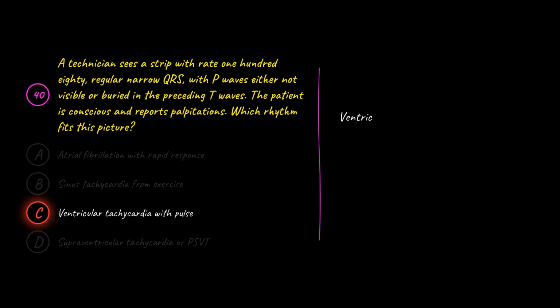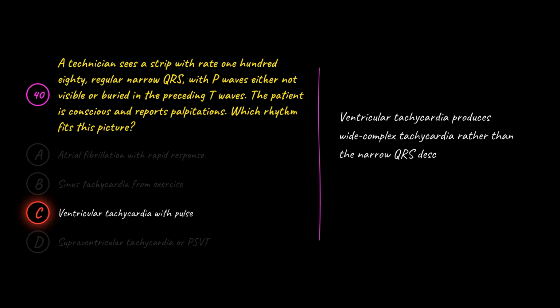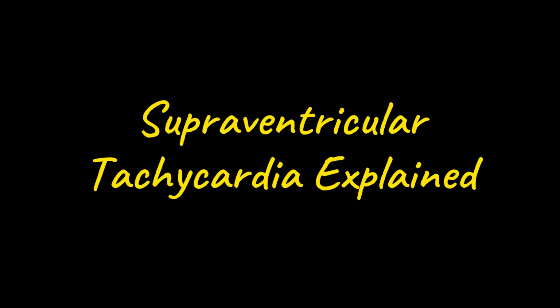C is wrong because ventricular tachycardia produces wide complex tachycardia rather than the narrow QRS described. The narrow complex rules out ventricular origin for the tachycardia. Supraventricular tachycardia, or SVT, is a fast, regular rhythm originating above the ventricles. Understanding its three defining ECG features is the key to identifying it correctly every time.